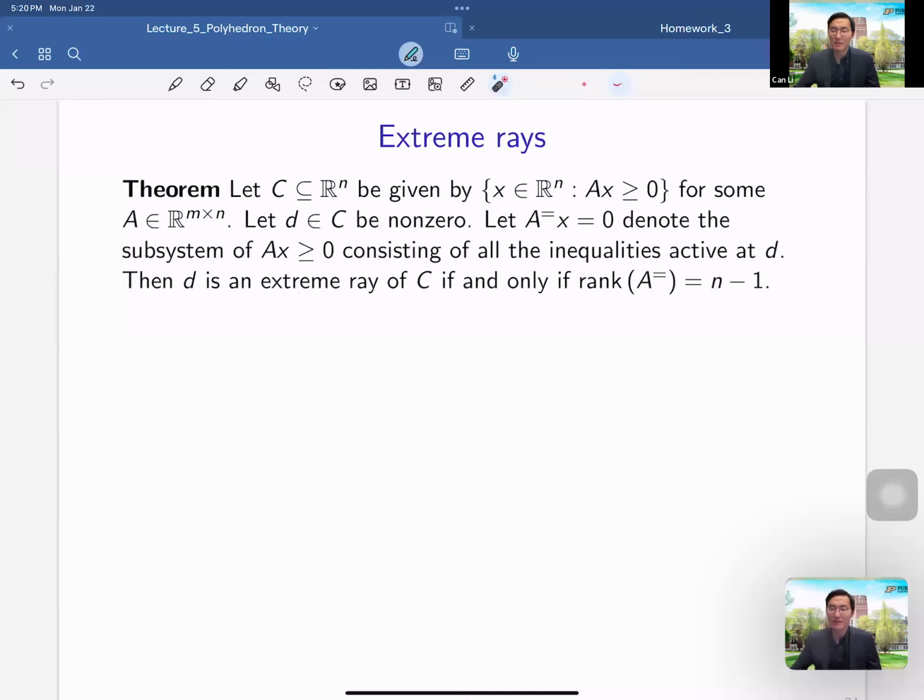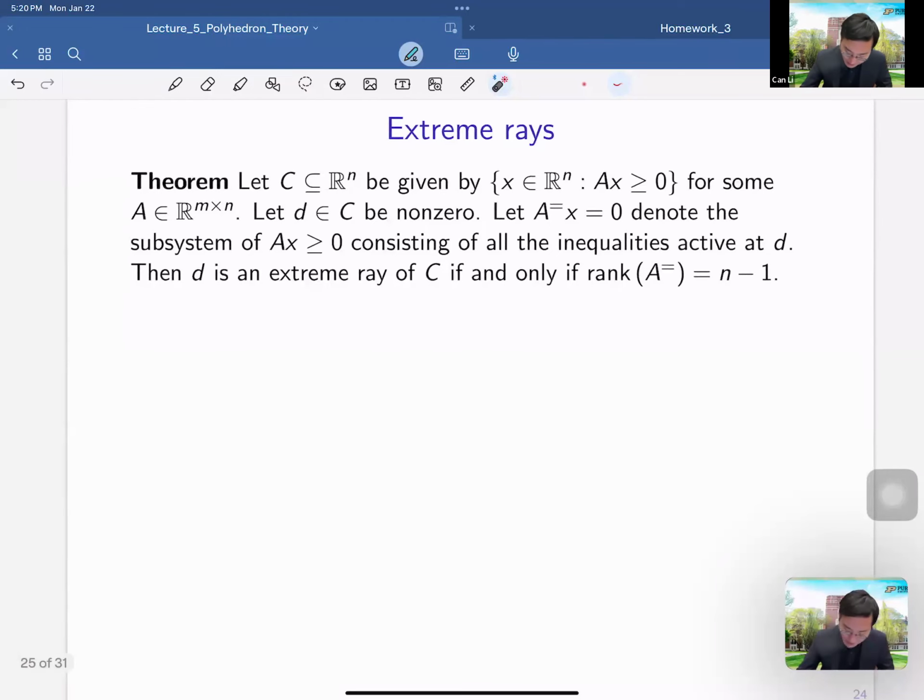Now the next theorem will tell us how we identify the extreme rays from a polyhedral set. Okay. So here it says if we want to find the extreme rays for a given polyhedral cone, Ax greater than or equal to 0 for some A, in order to find the extreme rays, we should take a subset of those linear inequalities.